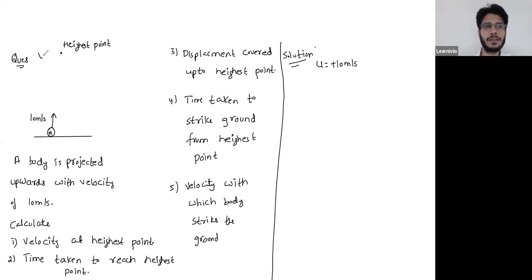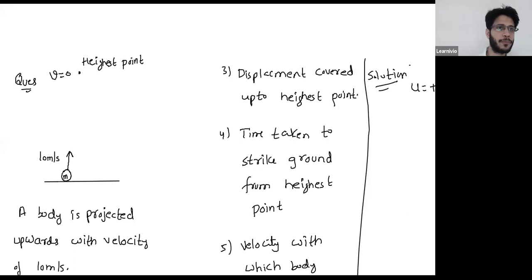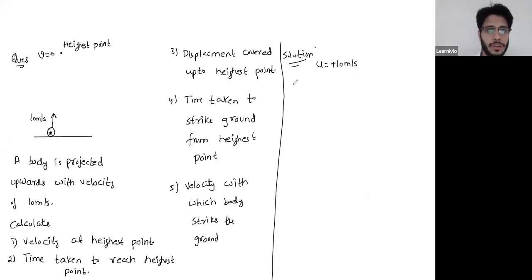When this body reached the highest point, at highest point, the body came to rest. If I throw this upwards, then it will travel up to a highest point, and at highest point, it will come to rest for a moment, and then it will come back to the ground. So at the highest point, since the body stops, the velocity at the highest point is 0. So the first part of the question, velocity at the highest point is 0.